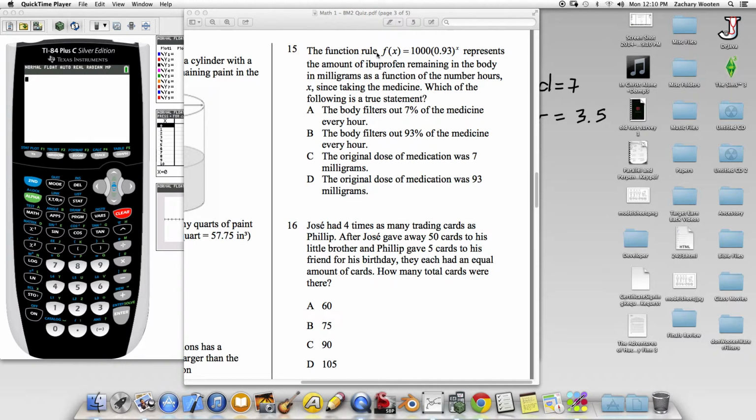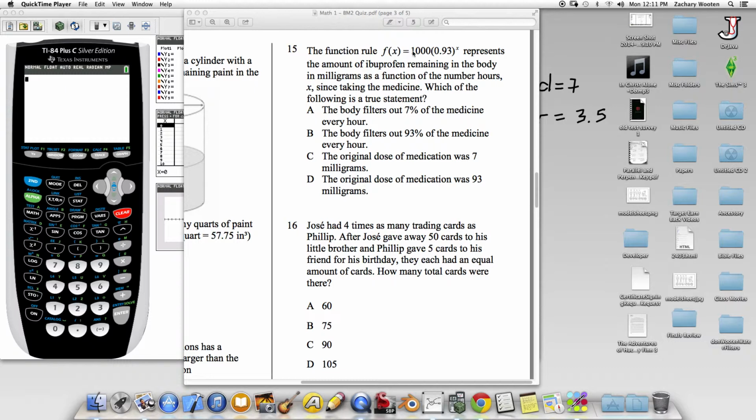So it says the function rule f of x equals 1,000 times 0.93 to the x power, and it represents the amount of ibuprofen remaining in the body in milligrams as a function of the number of hours, x, since taking the medicine. So x represents how long it's been since you took the medicine. The y value, the f of x value, when you simplify that expression, is how much is left in your body after time has passed.